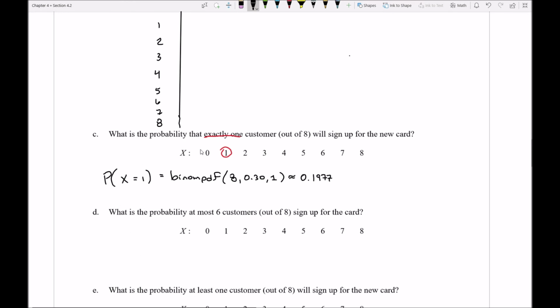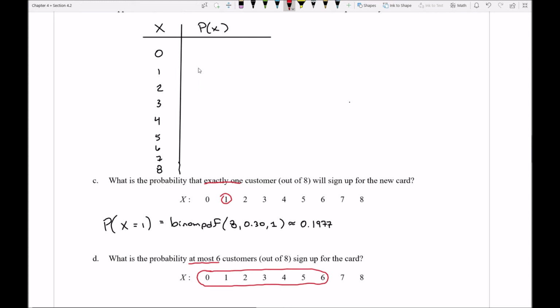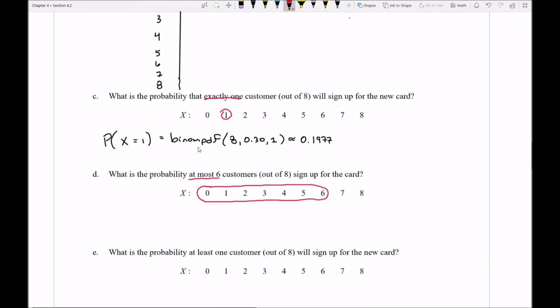For part D, let's see what this says. What is the probability that at most 6 customers, so at maximum 6 people, sign up for the card? Well, that would mean that I'd be okay with 6 or fewer people signing up for the card. I'm okay with all of these different scenarios. And now I can think, well, that means up here in the table, I want a whole bunch of probabilities, and I'd like to add them all together.